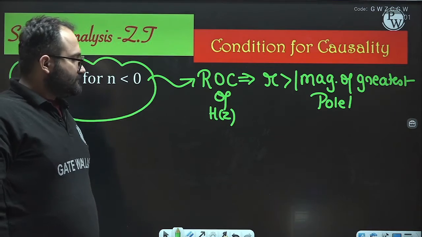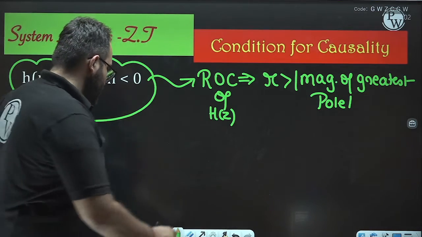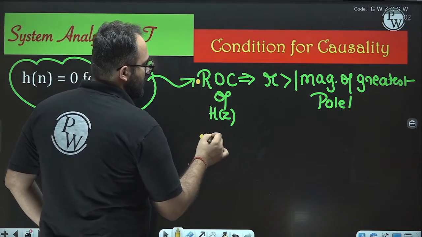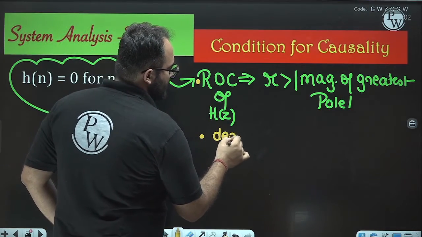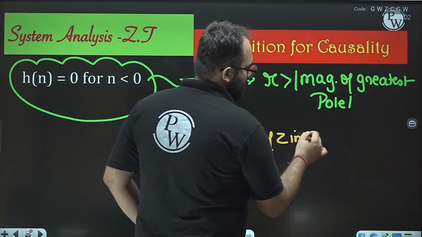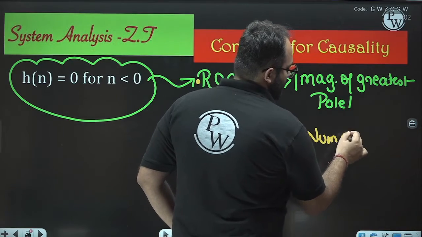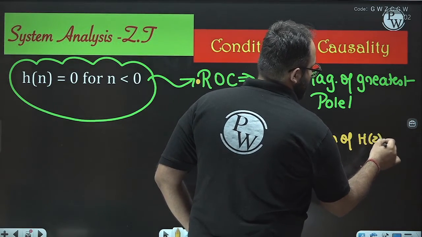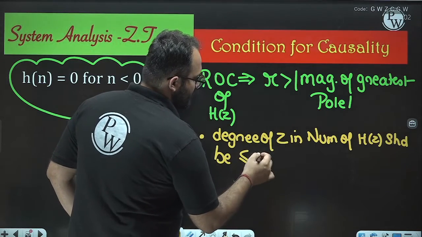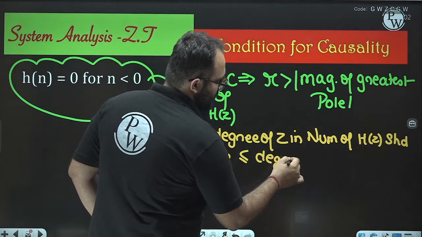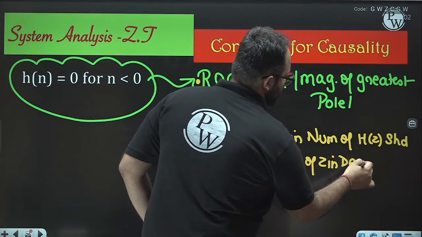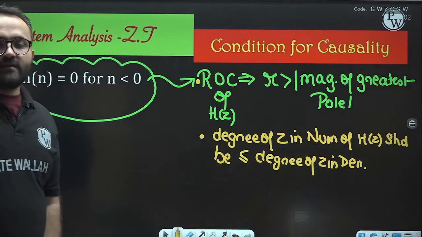Now, here we have one more condition, that the degree of z in the numerator of H(z) should be less than or equal to the degree of z in the denominator. Okay, so these two conditions are for causality.